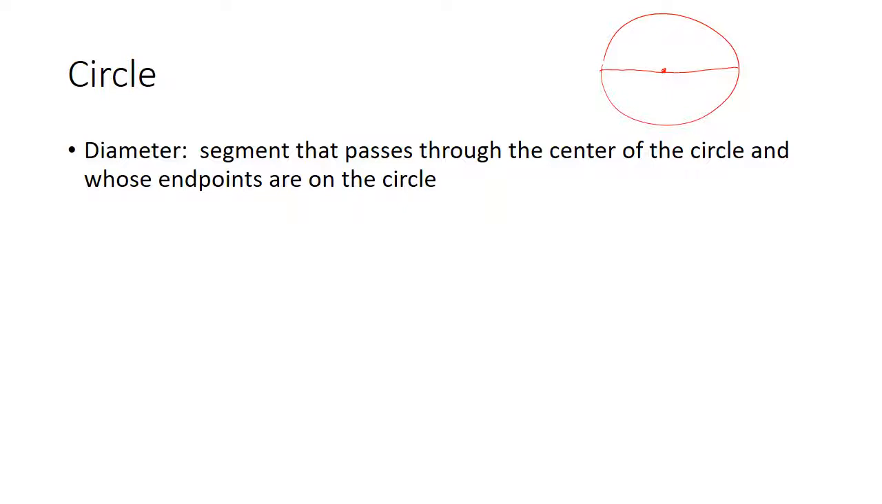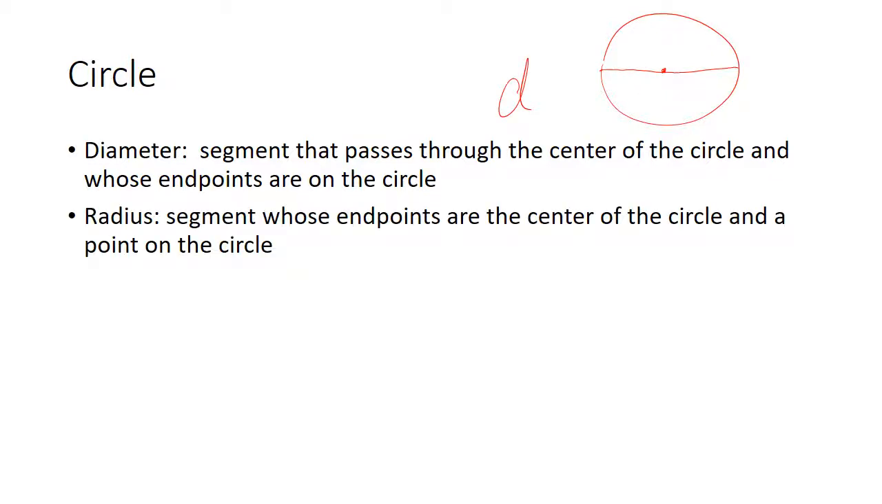It's generally referred to as a lowercase d. The radius is going to be from your center to any point on the outside of the circle, and we will call that r. Now, the diameter is actually 2 r's. You have this r plus this r, right? So your d is actually equal to 2r, if that helps you remember what the relationship is between them.